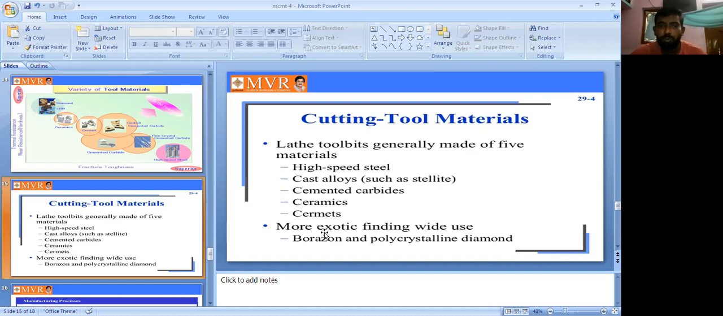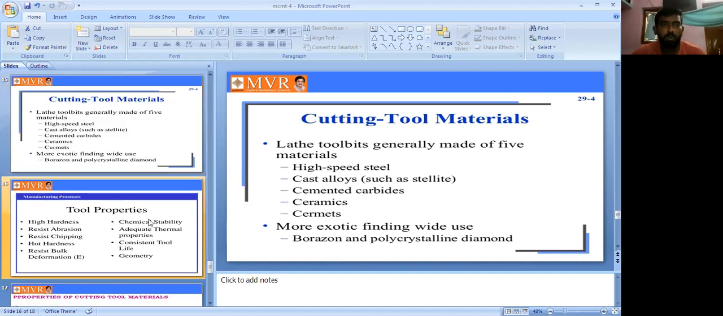So the next one is more exotic: borazon and polycrystalline diamond. You can use these as well. Borazon and polycrystalline diamond can also be used.